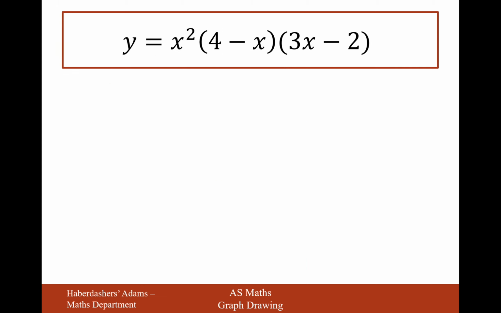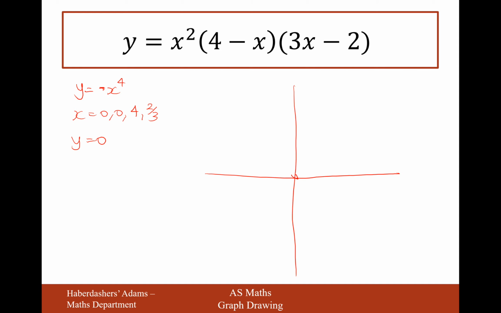Okay, moving on to the next one. So it's going to be y equals a negative x to the 4 graph. It's going to have roots of 0, 0, 4, and 2/3. And it's going to have a y-axis intercept of 0.